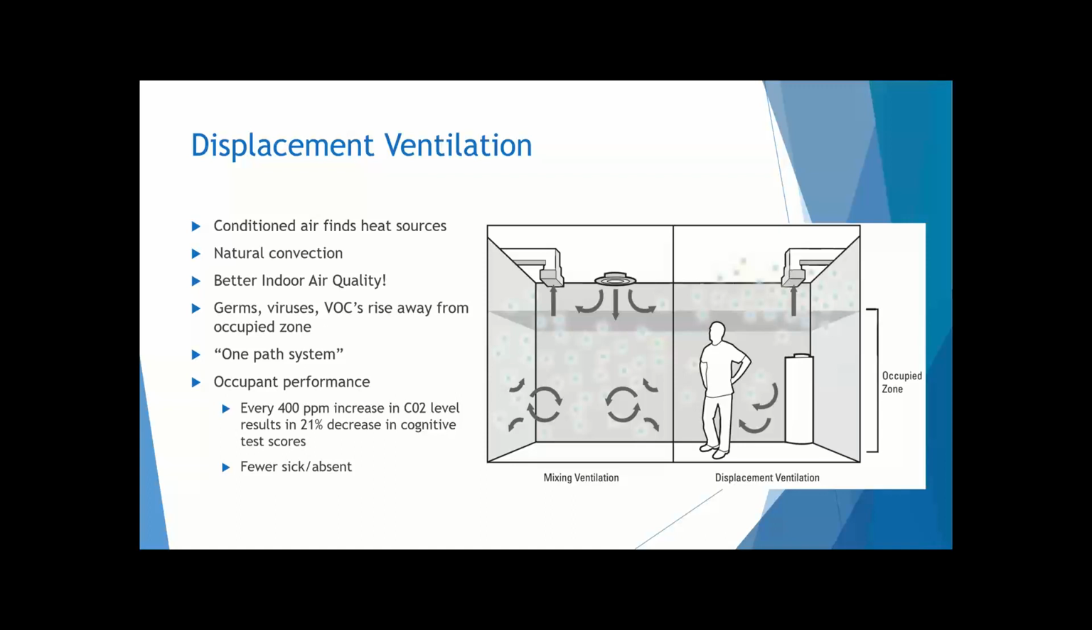One, you don't want them to be sick. And two, you don't want them to be absent. And three, every 400 parts per million increase in CO2 level actually results in a 21% decrease in cognitive test scores. So in general, your occupants will be higher performing. So there are a lot of benefits to this. Charles, what's your question?